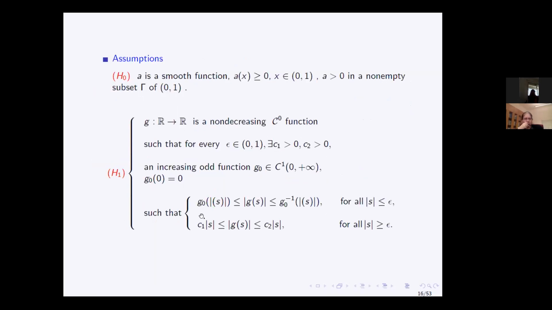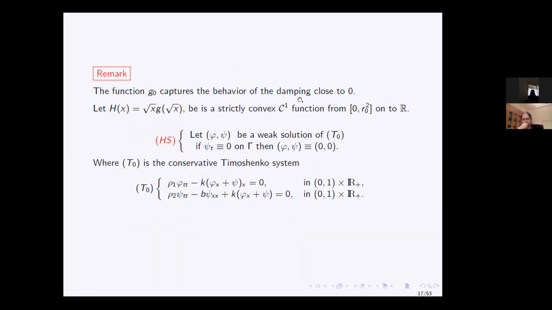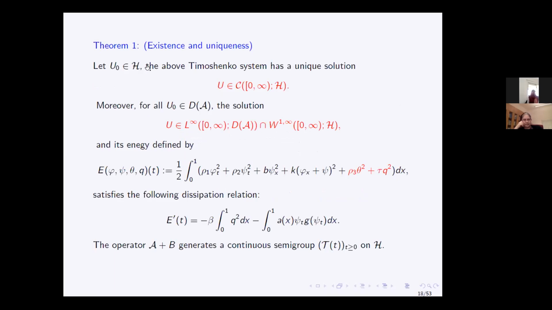Remark here, as you can see, that we bound the function g by a second function, which is C0, in order to capture the behavior of the damping close to 0. We have this function, h(x), that depends on the function g. This function is important because it will give us an explicit expression of the decay estimate. Also, we have this assumption, HS, which will be used later to prove the strong stability of the energy.